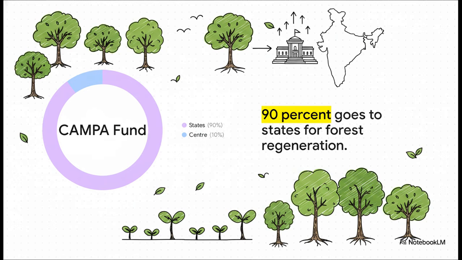Funds collected are distributed with roughly 90% going directly to the states and only 10% retained by the center. Lock that 90-10 split into your mind right now. It is instantly memorable and makes for a classic multiple-choice question.